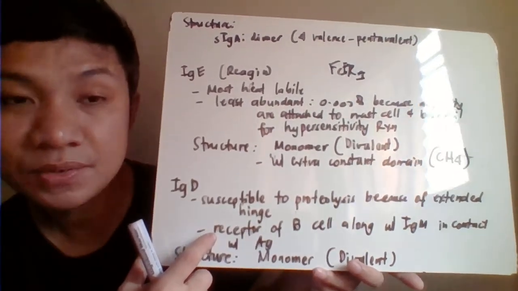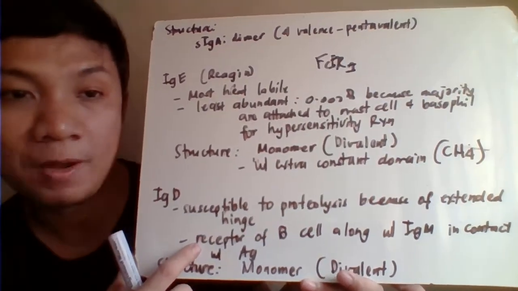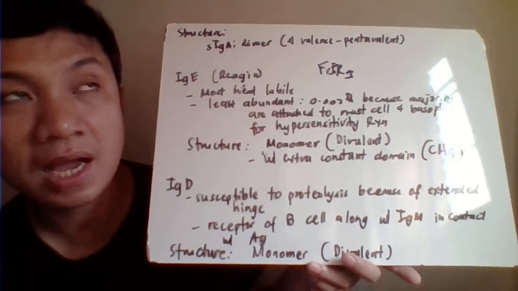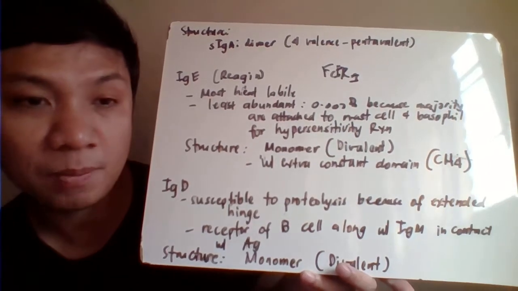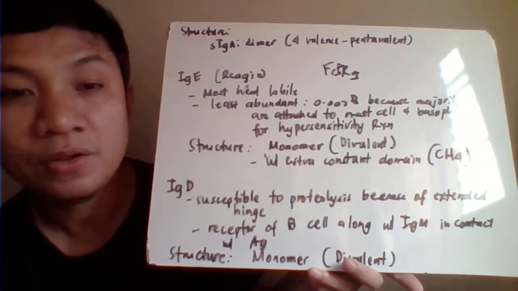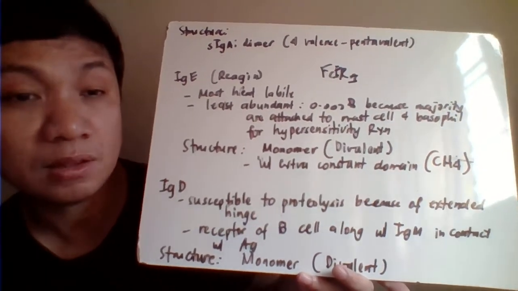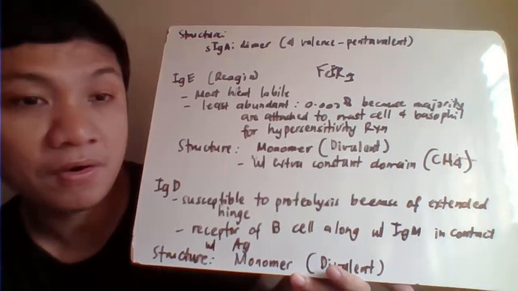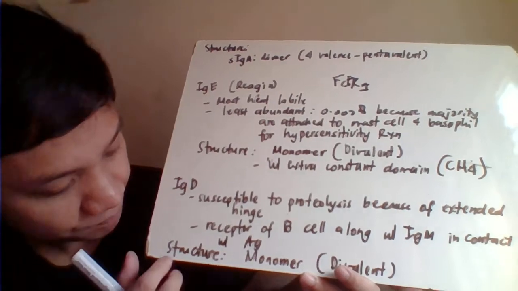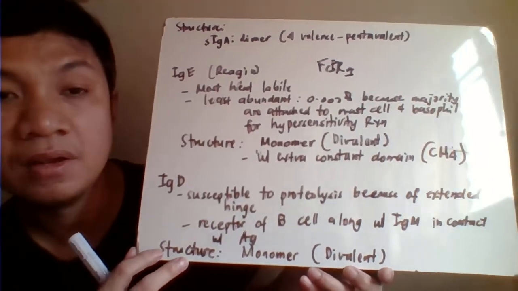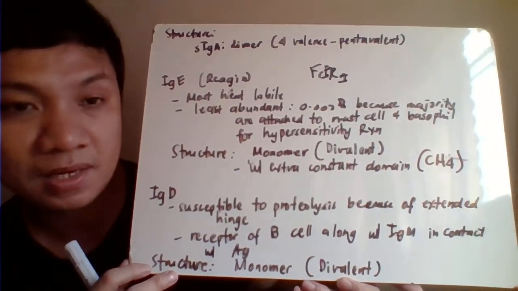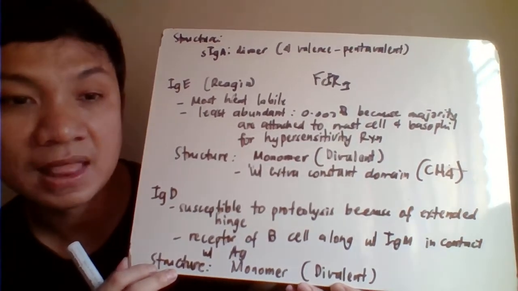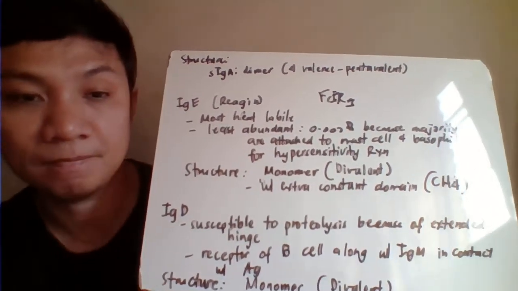Okay, so this one serves only as a receptor for our B cell along with your IgM. Actually, the IgD helps your B cell in order to have contact with the antigen, to bind with the antigen. It also determines the lifespan of your B lymphocytes. Okay, for the structure, that one here is a typical Y-shaped antibody monomer, so it would have only a divalent antigen binding site.